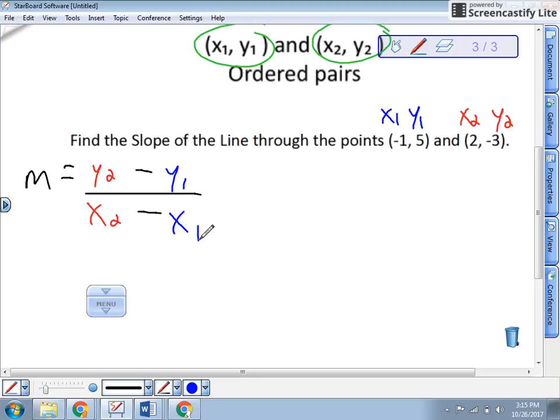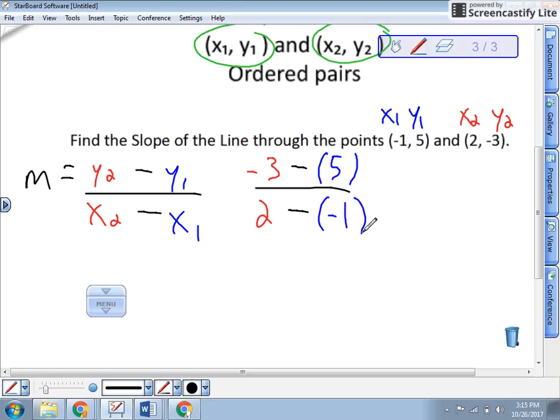Notice the same subscripts line up: x2, y2, x2, y1, x1. So now we just plug in the points. So that equals, so here we go, y2. y2 is -3. It's always a minus, okay? And then y1 is 5. So -3 minus 5. And then that's over, x2 is 2. And then it's always a minus. And then x1, now be careful with your signs, it's minus a -1.